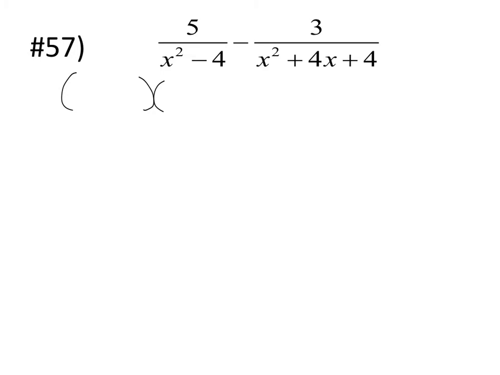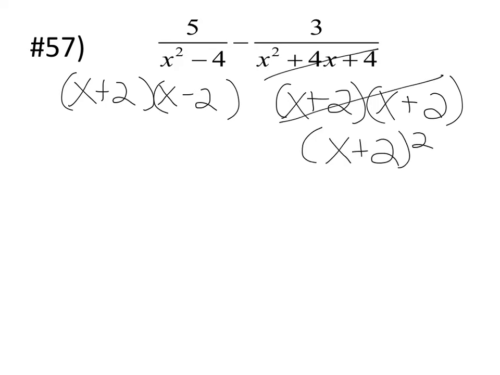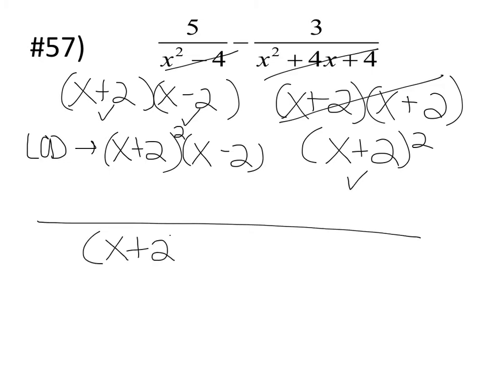Okay, so this is difference of squares. x plus 2, x minus 2. And here I've got x, plus, factors of 4 that'll give me 4, 2 and 2. So I'm going to change this to x plus 2 squared. Cross that out so I know what I'm using. Okay, so my LCD is going to be x plus 2 times x minus 2. And over here I need two x plus 2's, so I'm going to go ahead and square it. So I have x plus 2 squared times x minus 2.